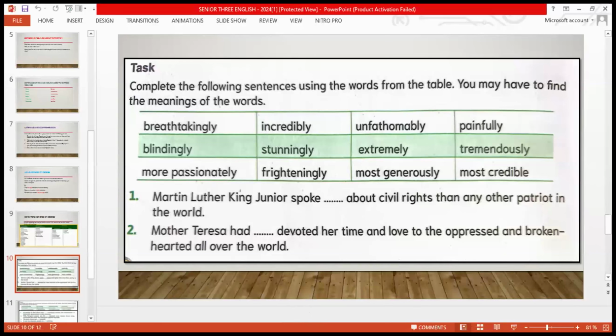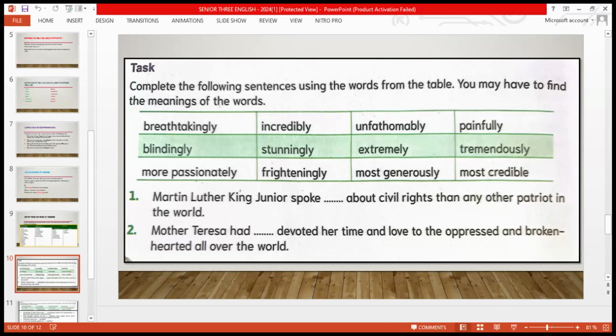Complete the following sentences using the words from the table. You may have to find the meanings of the words. Breathtakingly, blindingly, more passionately, incredibly, stunningly, frighteningly, unfathomably, extremely, most generously, painfully, tremendously, most incredible. Most credible.